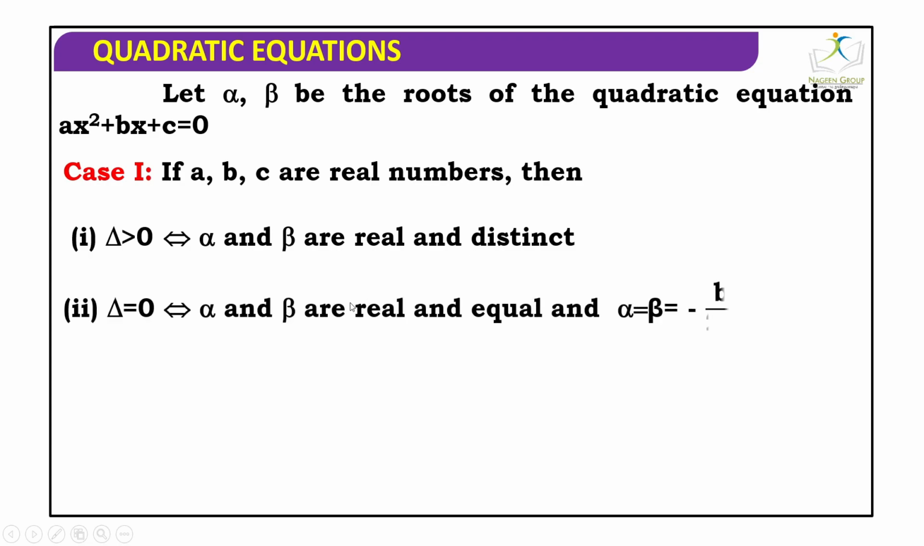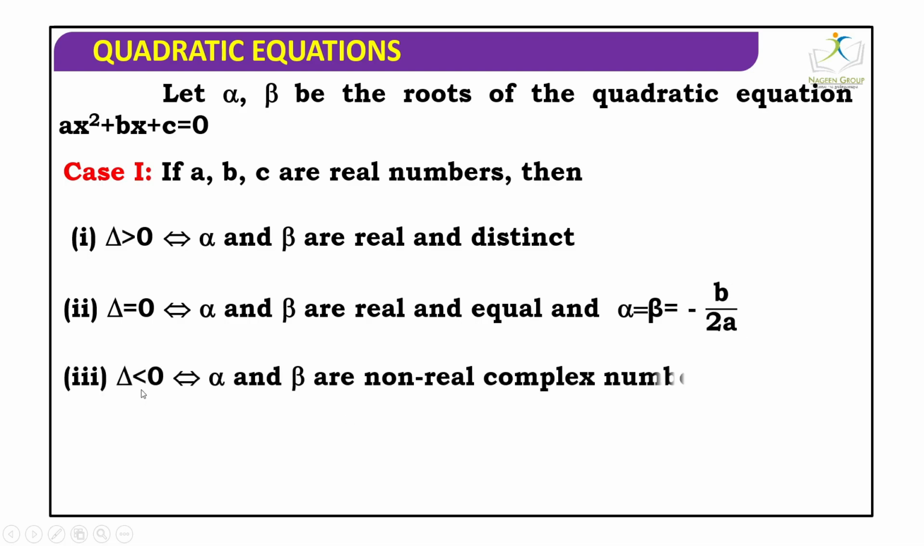Now if del is equal to 0, then alpha and beta will be real and equal. They are real and equal. Here alpha equal to beta, and the value is minus b by 2a, right? Now if del is less than 0, you just remember in 10th class we were saying that they have non-real roots. But here we will say that they are non-real complex numbers conjugate to each other.